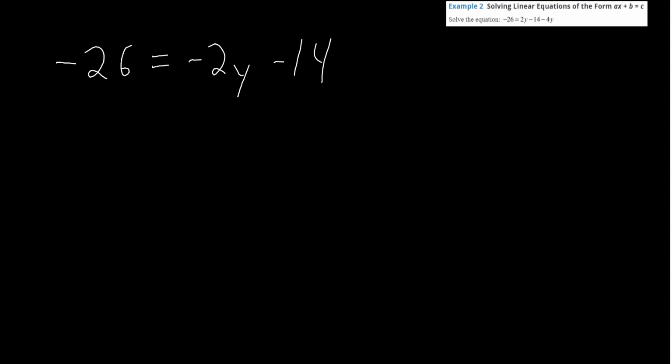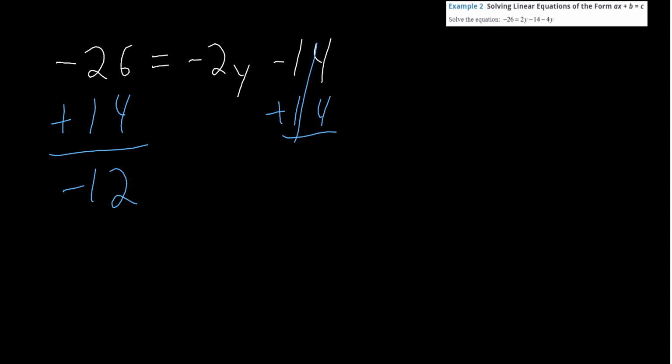Okay, so what do I need to do here? Well, I need to get the 14 from the right side to the left side. So what do I do? I need to add 14, right? So if I add 14, let's go ahead and do that. Add 14, that goes away. If we add 14 here, a negative 26 and a positive 14 gives me a negative 12. Negative 12 is equal to a negative 2y.